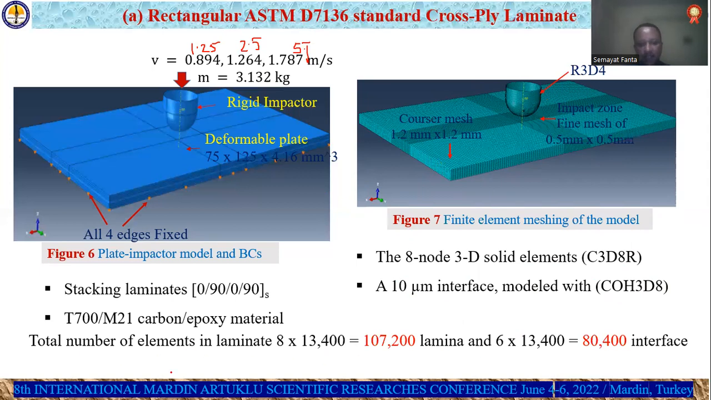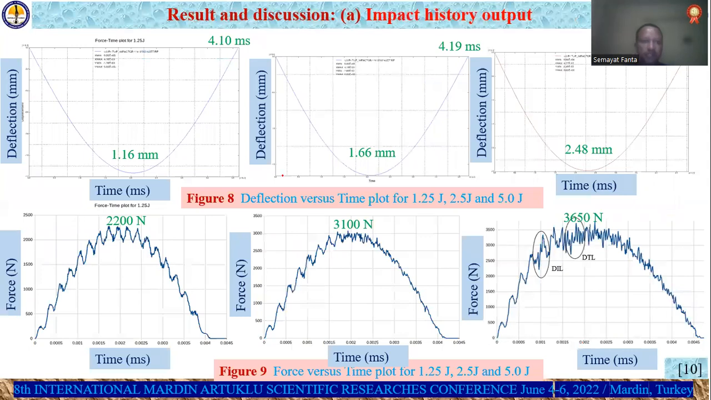So the total number of elements considered here is 107,200 elements for the lamina and 8,400 elements for the interface. Okay, this is for the interface material, and this is for the lamina material. So totally these elements are involved.